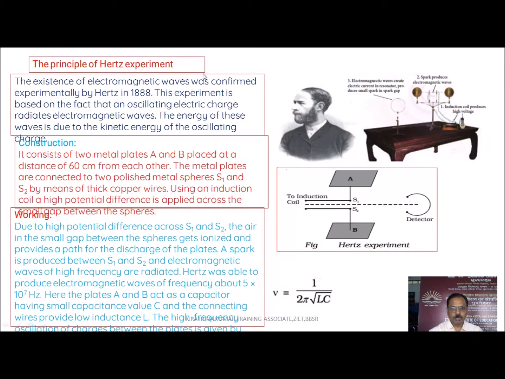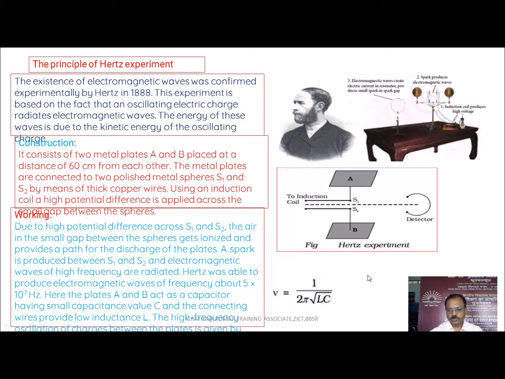The principle of Hertz experiment. Hertz is the scientist who discovered these electromagnetic waves over a short distance. And the diagram picture is of Hertz. The existence of electromagnetic waves was confirmed experimentally by Hertz in 1888. This experiment is based on the fact that an oscillating electric charge radiates electromagnetic waves. The energy of this wave is due to the kinetic energy of the oscillating charge.